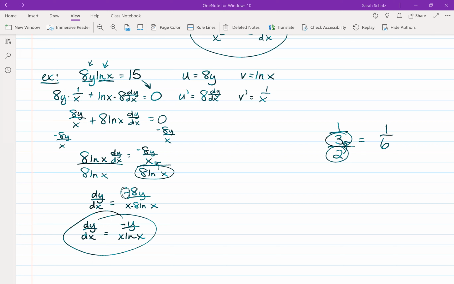I think I just want to do one more. I want to do one that has the product rule with an e term. So let's do x cubed e to the y equals 13.